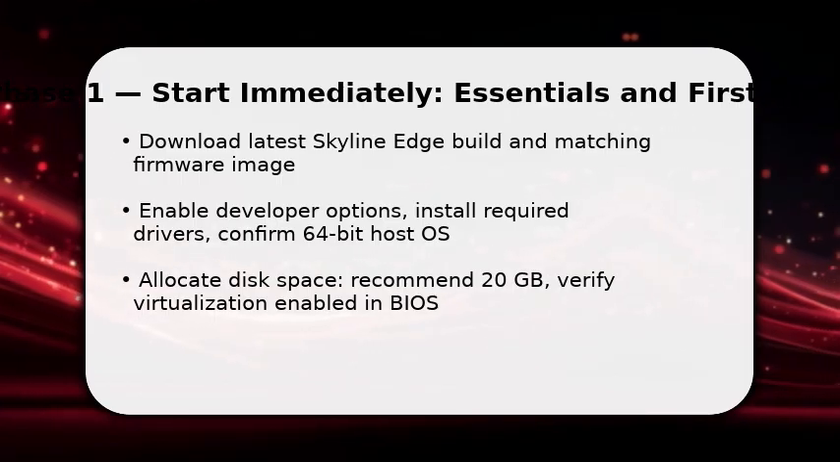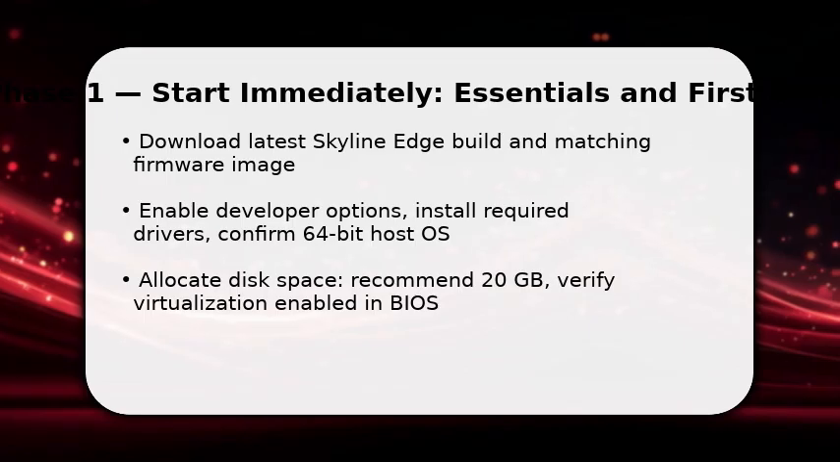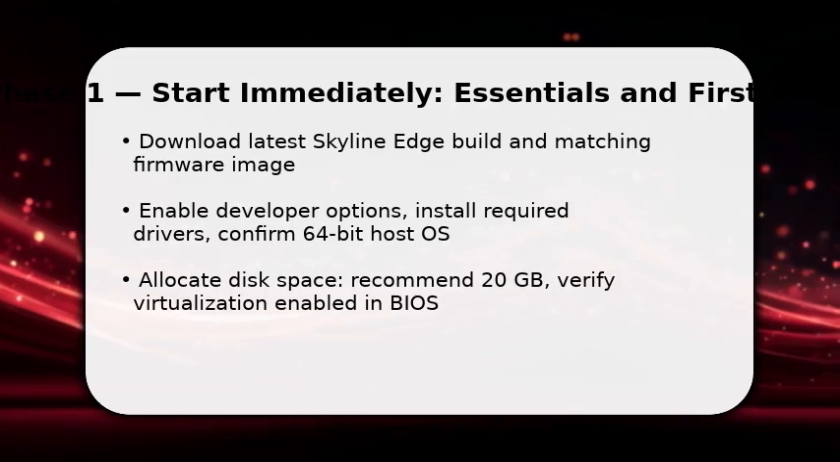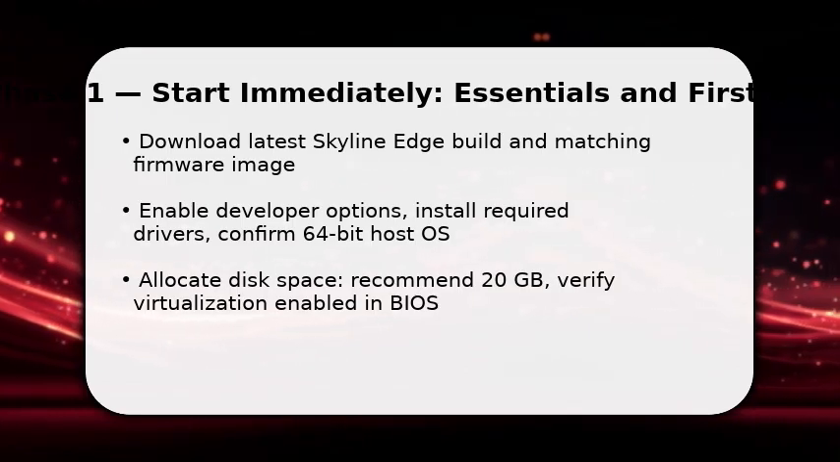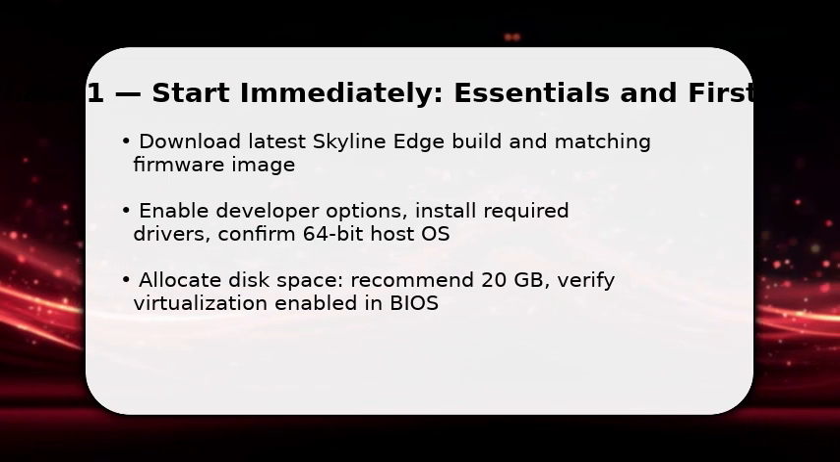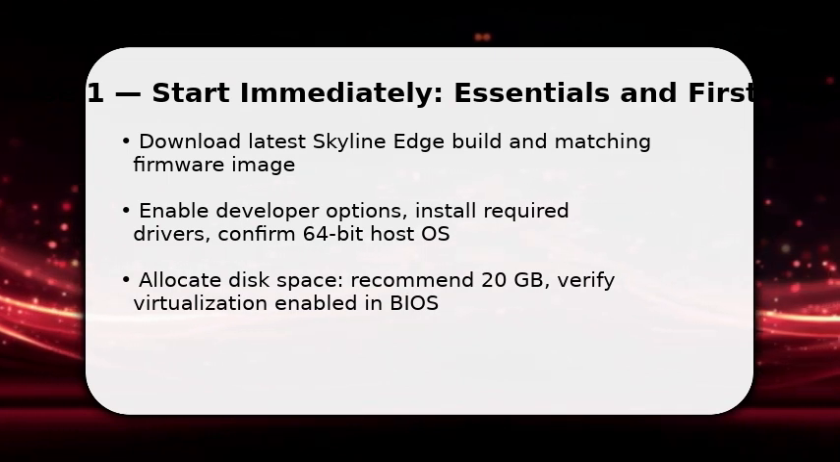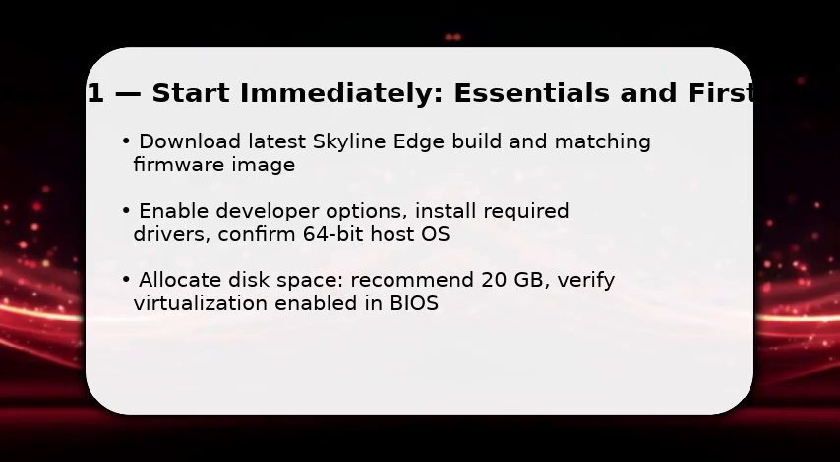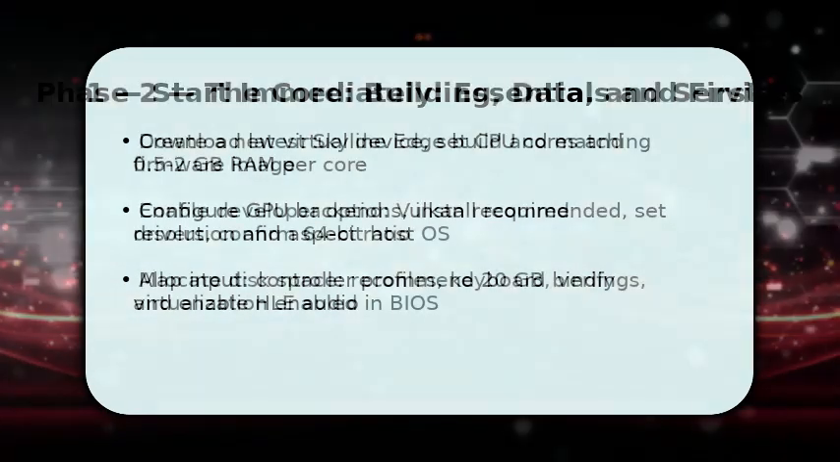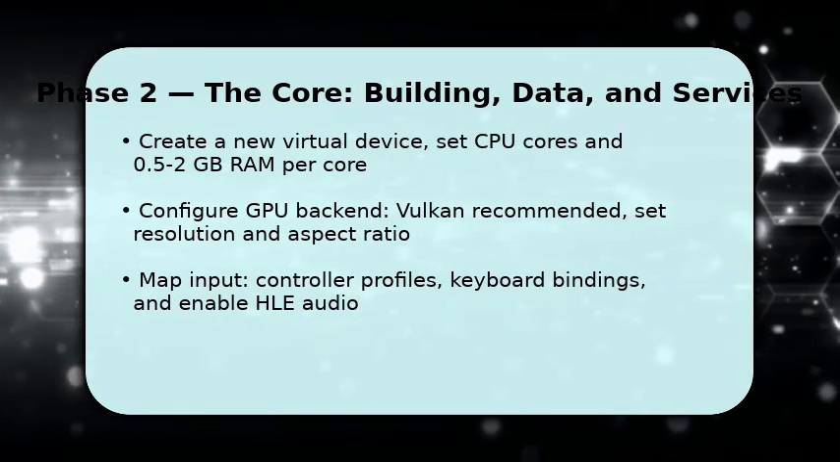Make sure virtualization is active in BIOS. Without it, performance tanks. Now create a dedicated folder and allocate at least 20 GB for system files. Then open Skyline Edge and choose the firmware you just installed. You now configure the emulator for a stable boot.